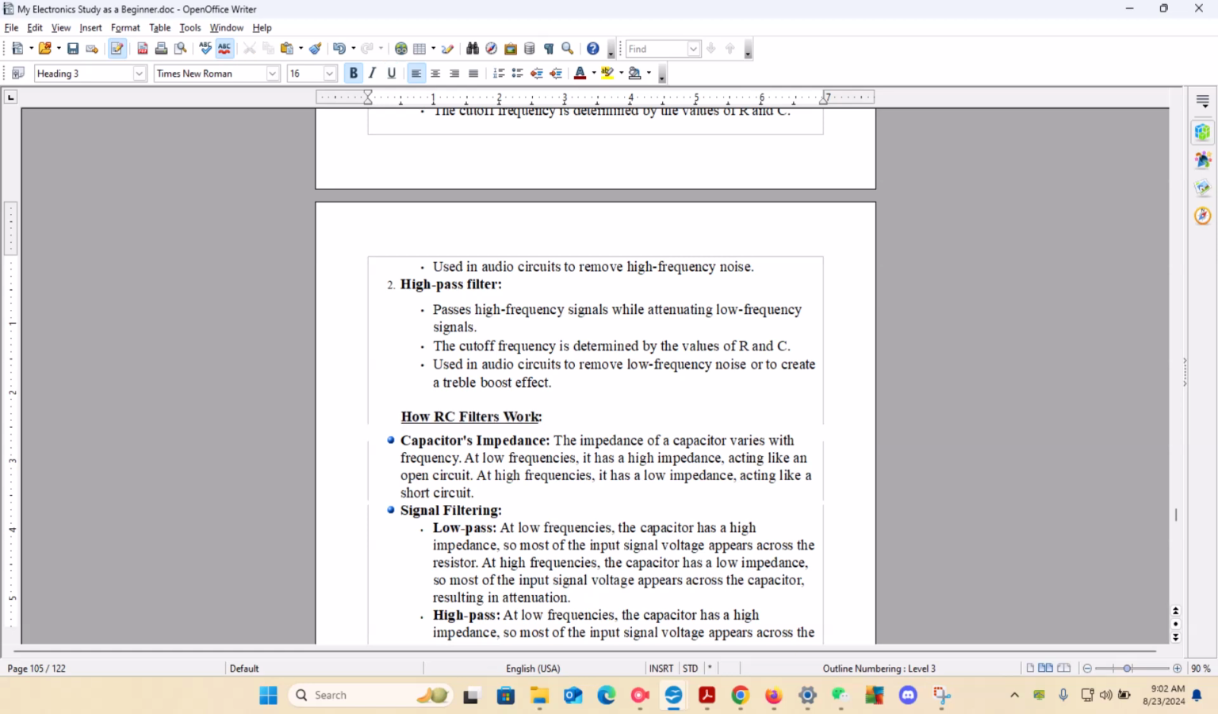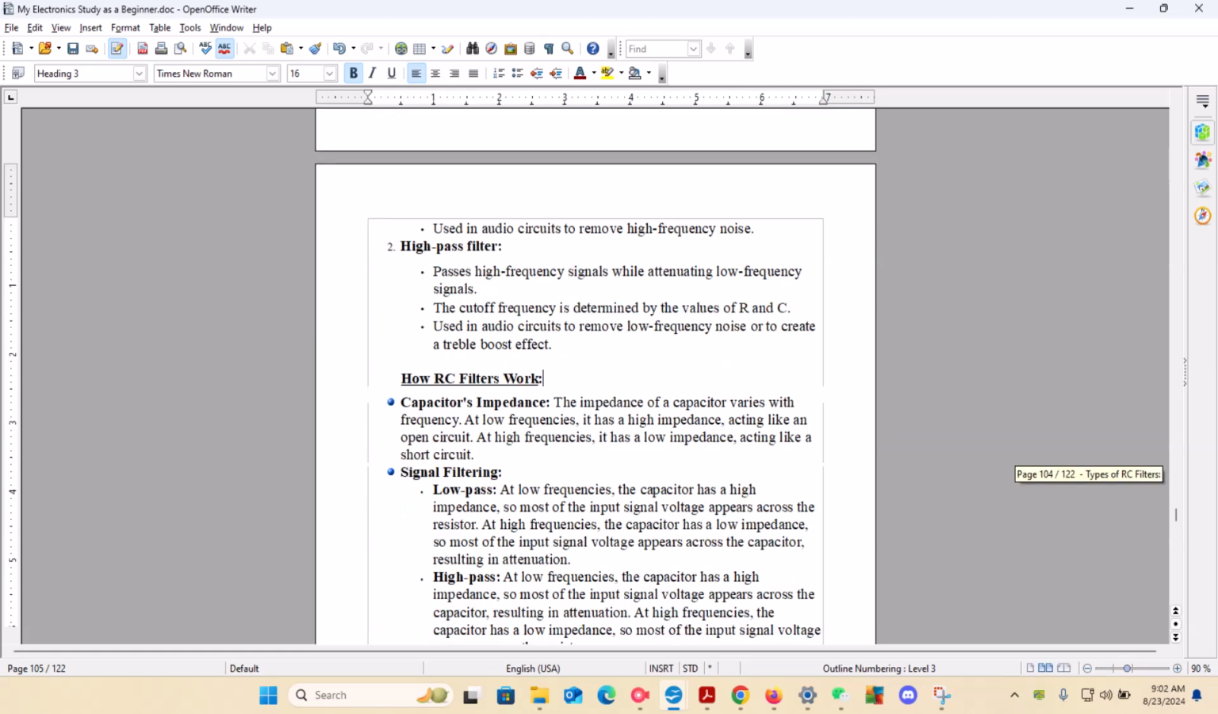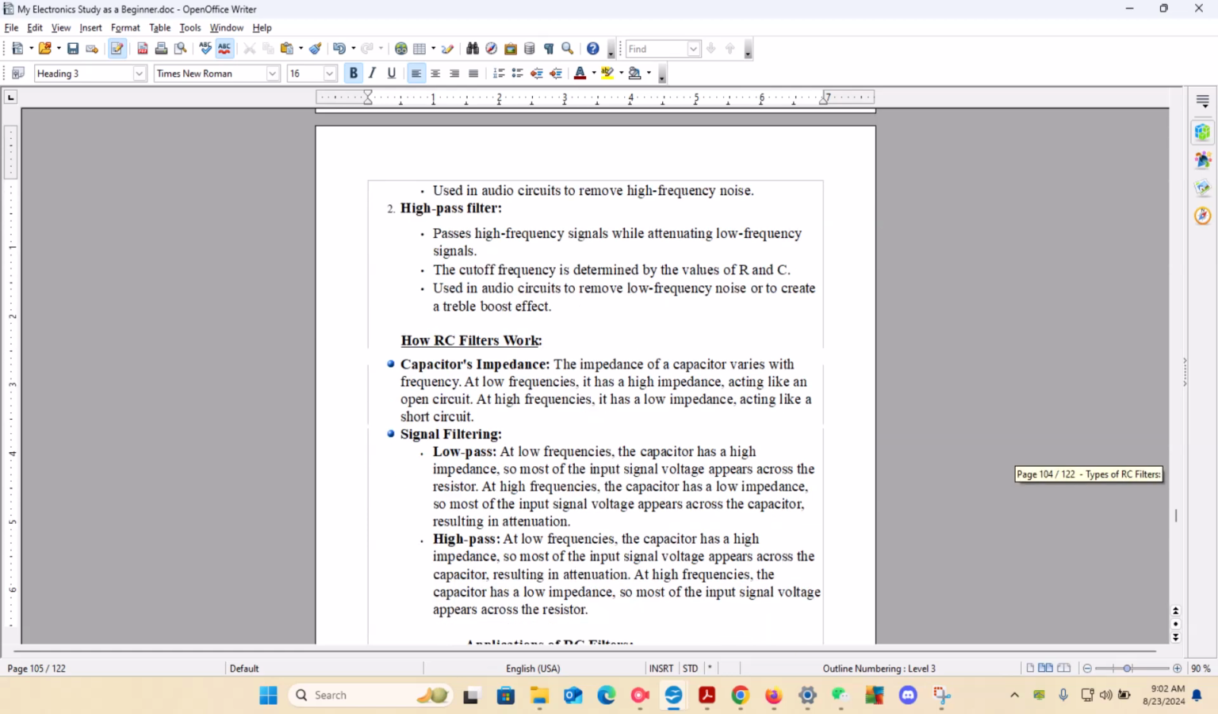First of all, we need to consider the capacitor's impedance. Now the impedance of a capacitor varies with the frequency. At low frequencies it has a high impedance, acting like an open circuit. At high frequency it has a low impedance, like a short circuit. So basically, the lower the frequency, the less of the resistance, and the higher the frequency, the greater the resistance.